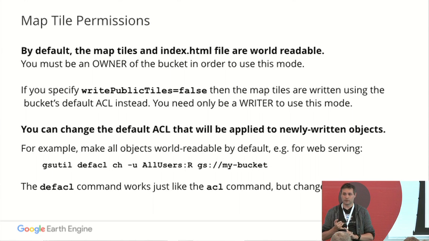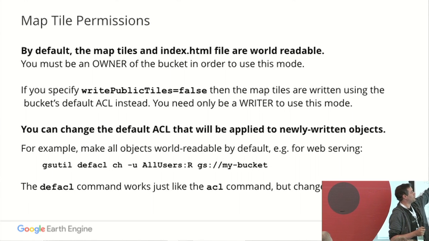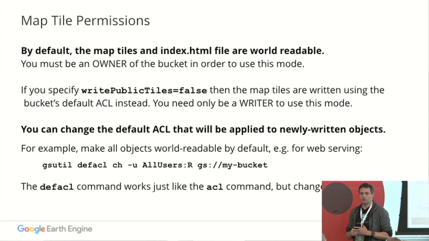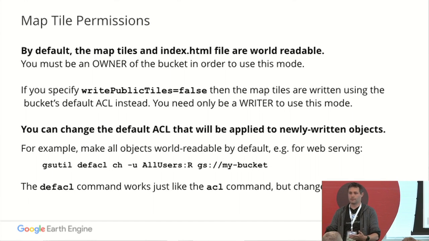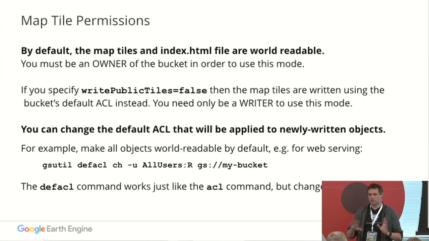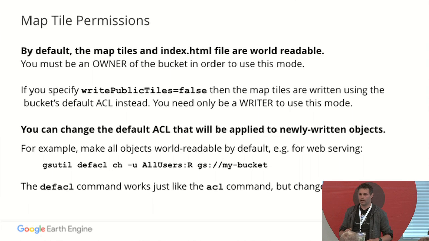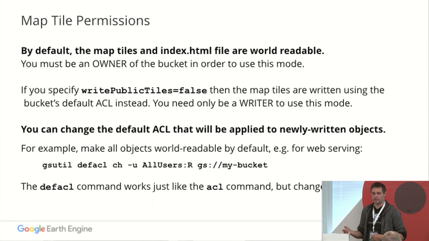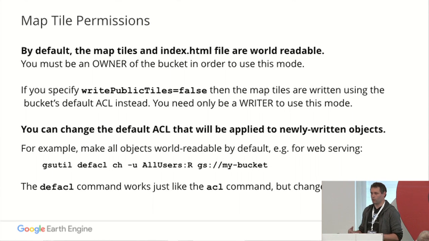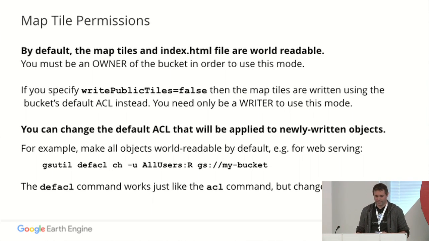But if you're not the owner of the bucket, then you can't control the ACL of each object as it's being written. And so in that case, you switch write public tiles to false. What it will do in that case is use the default ACL that the bucket owner has configured. So sometimes you end up in a situation where someone doesn't want to give you owner permissions on a bucket, but they do want you to write some data into it. Then you just need to negotiate with them to get the default ACL set correctly before you write it, or you will end up in the sad panda story. I just flagged this because the potential sadness, if you get it wrong, is relatively high.